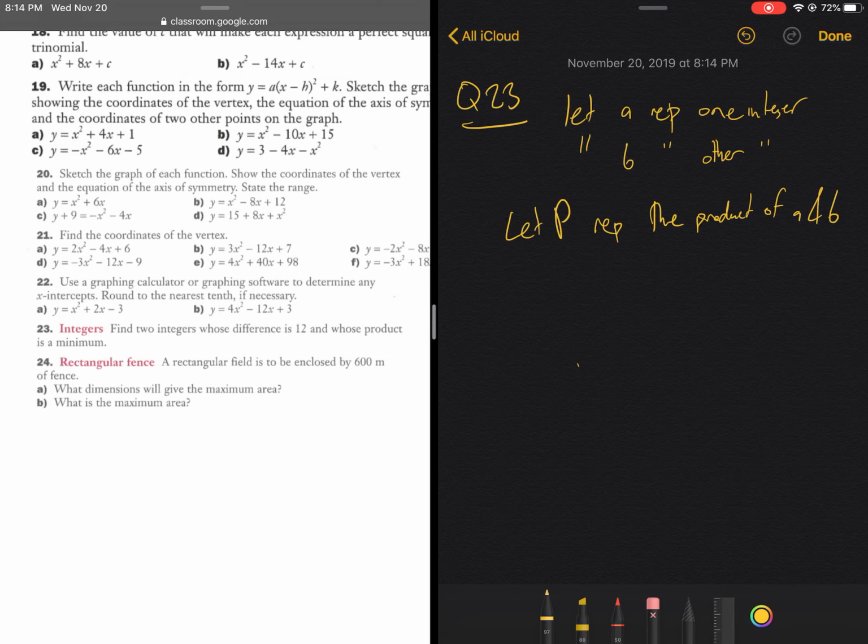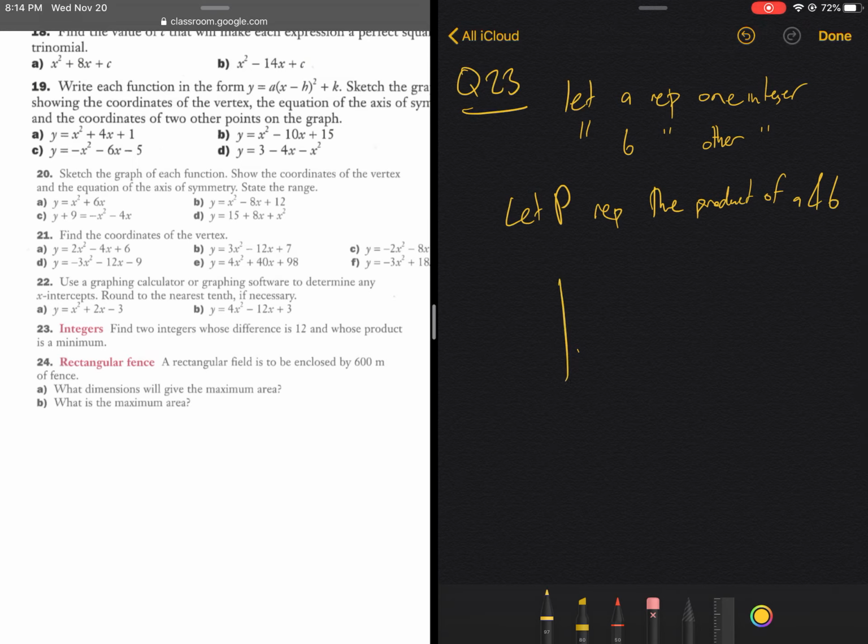So find the product, which is the minimum. Basically, we're going to graph P against some value, A or B. We're not sure, we'll figure that out later. And there's going to be a minimum. We're going to find out what this P value is, and find the integers that give us the P value. So we're going to find at what A value or B value P will be a minimum.